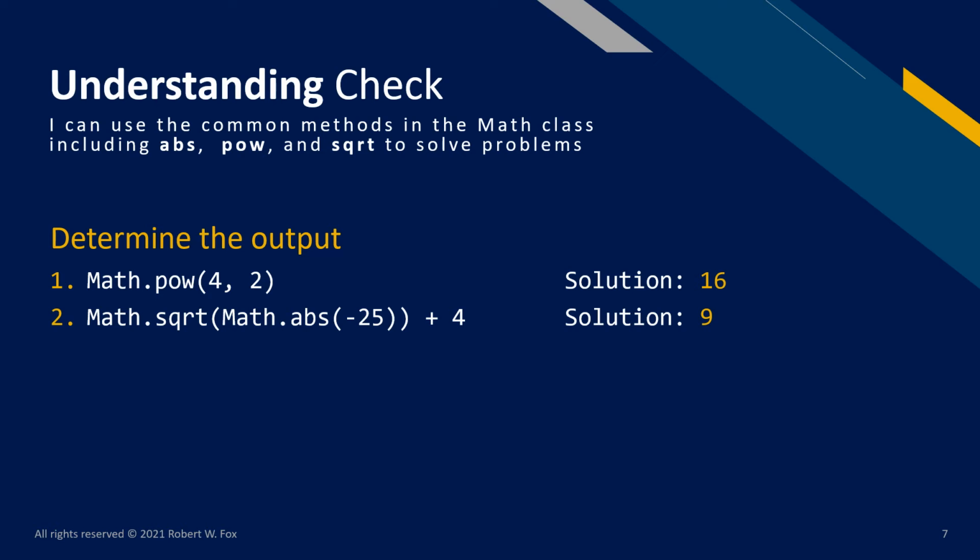16 and 9 are the solutions you should have gotten. In problem number 1, we take 4 and square it, and so that results in 16. In number 2, starting with the parentheses, we do the absolute value of negative 25, which is positive 25, take the square root of that result, which is 5, and then add 4, and get a final result of 9.